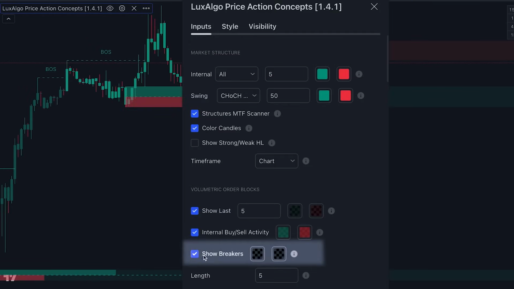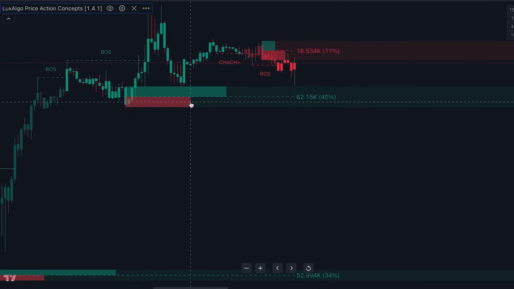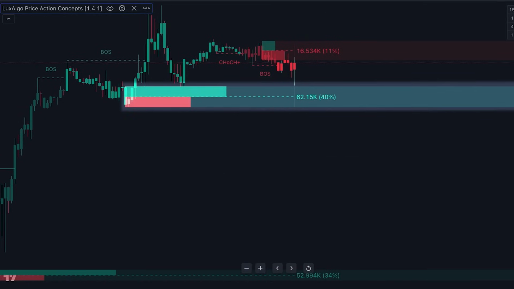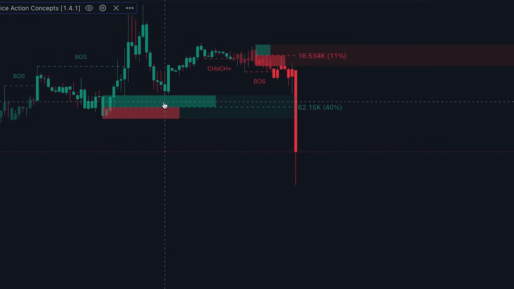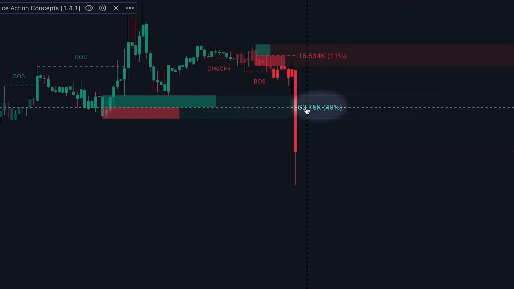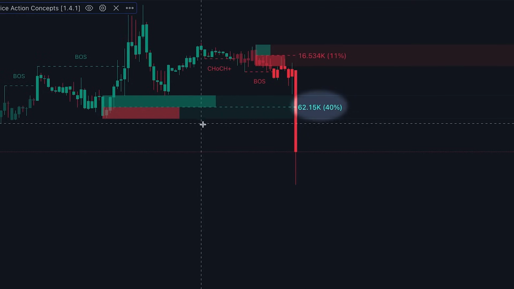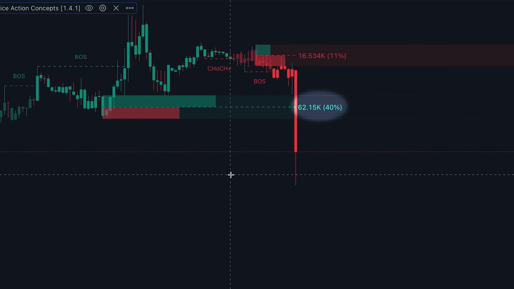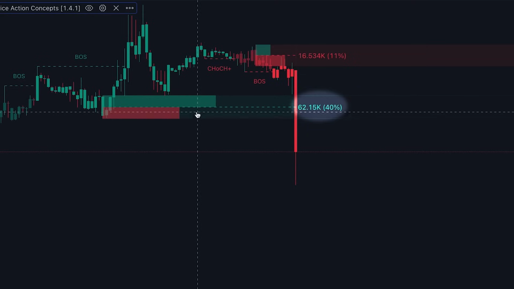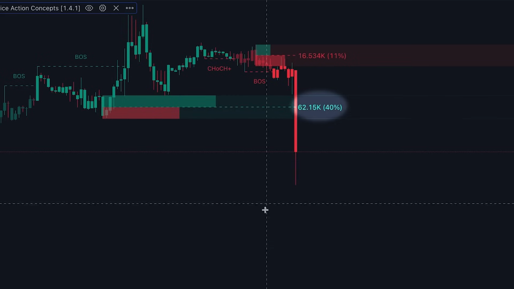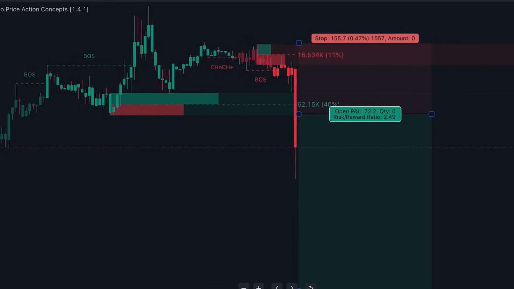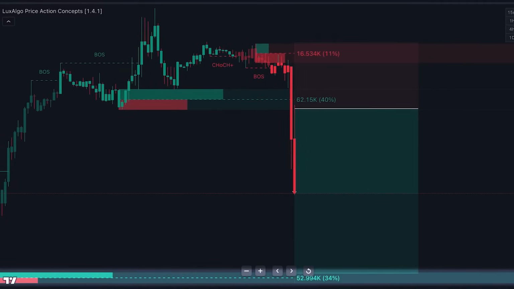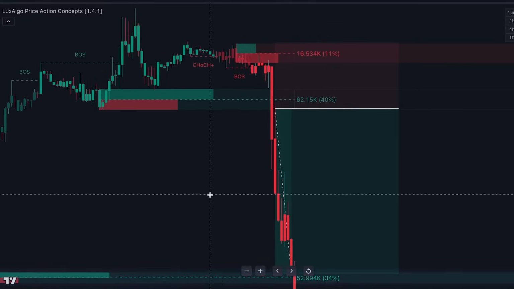By enabling the breaker blocks option on the Price Action Concepts indicator, those are drawn automatically once an order block is broken. So we can see that we have an order block below price. As price breaks that order block, we can see that it now changes to a breaker block, and we also have volumetric data about that breaker block to know how much volume it contains, if there are more buyers or sellers. For this breaker block, we can see we have more buyers than sellers, and it also happens to have a lot of volume, so we can execute a trade with stop above the lower high and target the next order block below where we could have another strong reaction.